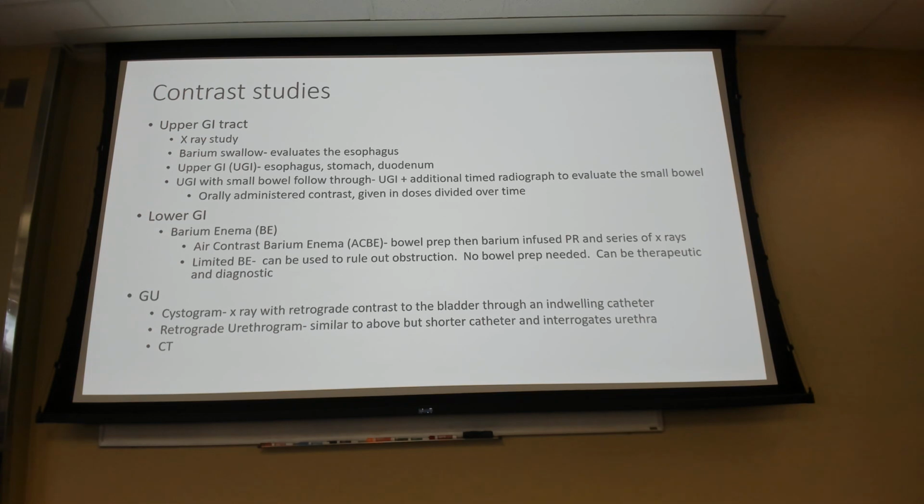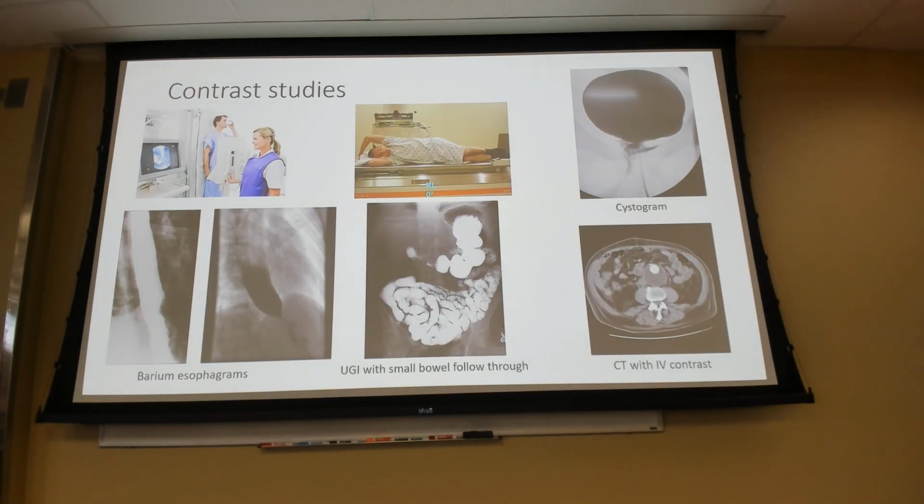And then you have your cystograms, and we'll talk about the trauma when we use our retrograde urethrogram and those sorts of studies as well. But the CT does a great job of showing all these. And then here are some other images with your barium swallows and all your different types of contrast, as you can see in the bladder there on the cystogram, the normal CT with IV contrast, and then your upper GI series there.